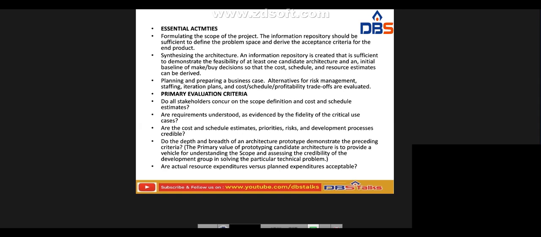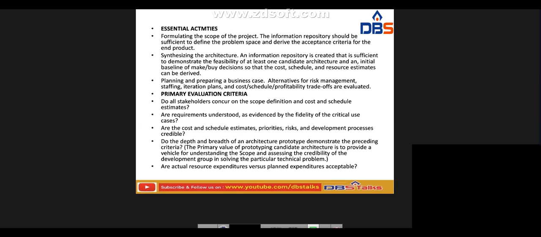And the next one is the primary evaluation criteria. Do all stakeholders concur on the scope definition and cost and schedule estimates? So first of all, we have to define the cost and the schedule, and how to estimate them. Are our requirements understood, as evidenced by the fidelity of the critical use cases? Are the cost and schedule estimates, priorities, risks and development process credible? Do the depth and breadth of the architecture prototype demonstrate the preceding criteria, okay.